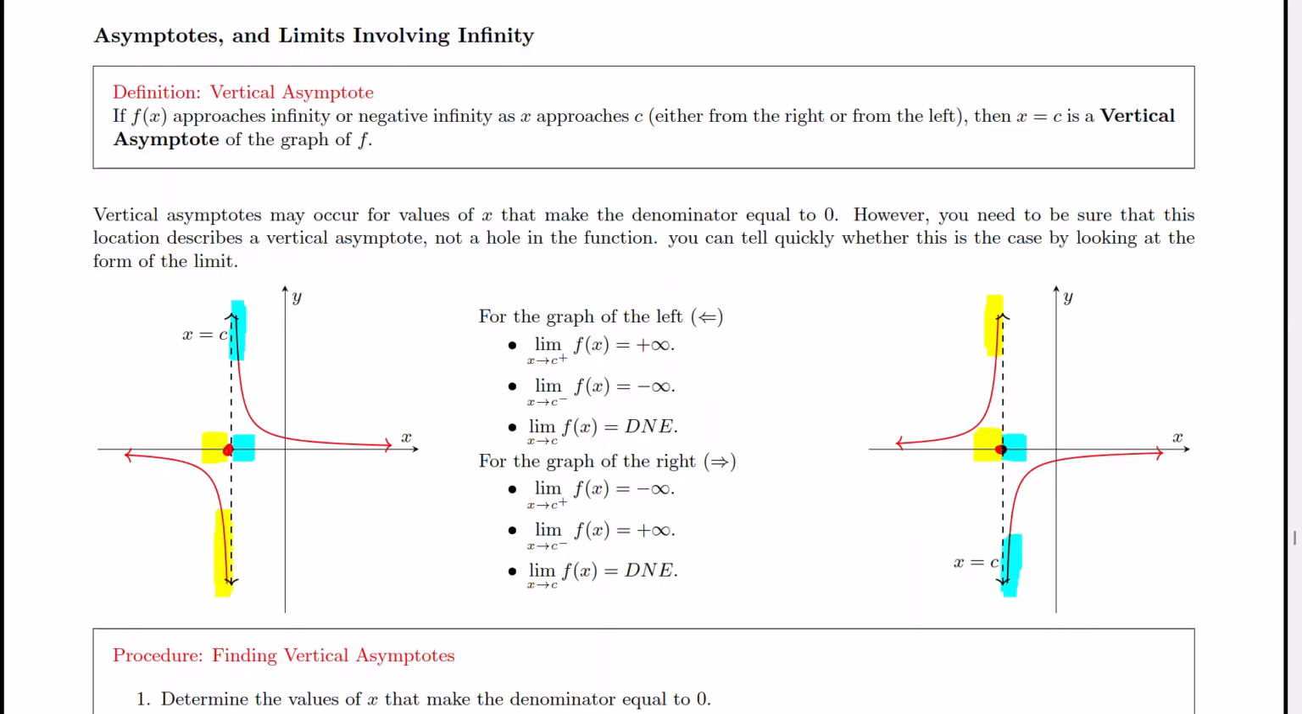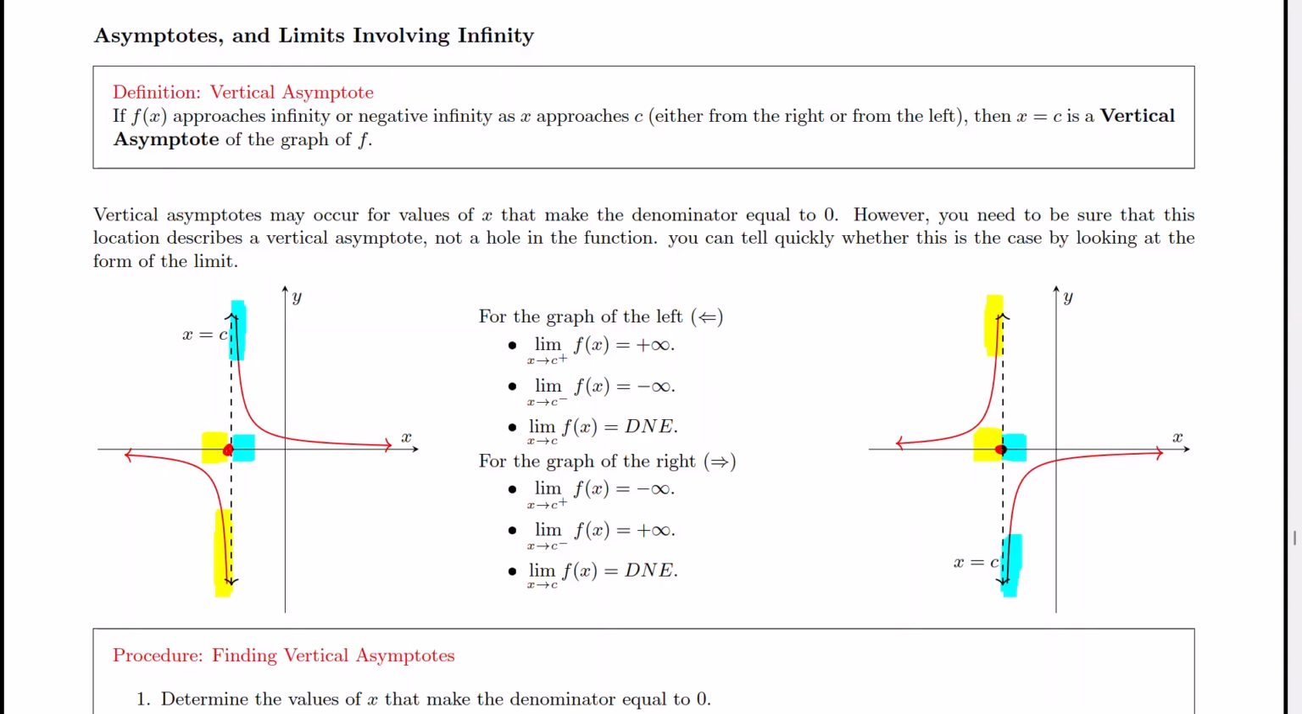Regardless, this is all saying that the limit of f of x as x approaches c from the left or right is either plus or minus infinity, meaning the limit does not exist. The function just goes out of bound. So that makes x equal to c a vertical asymptote for the function f.